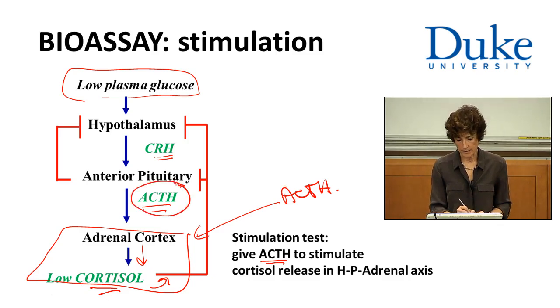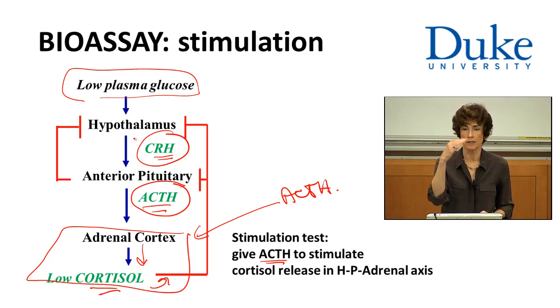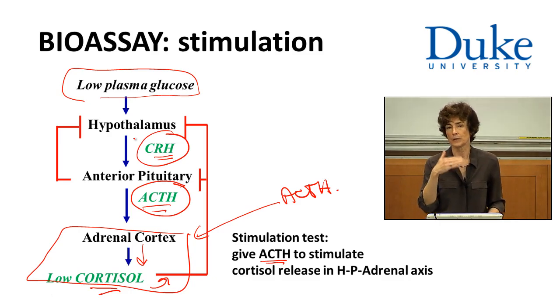That then tells us that there was a problem with the anterior pituitary, that it was not secreting ACTH correctly, or there may have been a problem with the CRH, which then led to a decrease in the ACTH. So at that level, you would have to go back and look to see whether ACTH and CRH levels are appropriate.